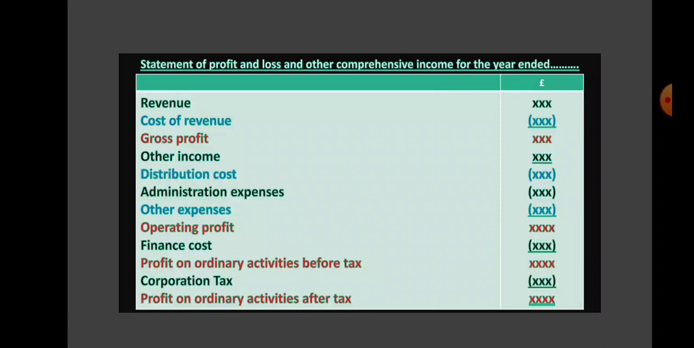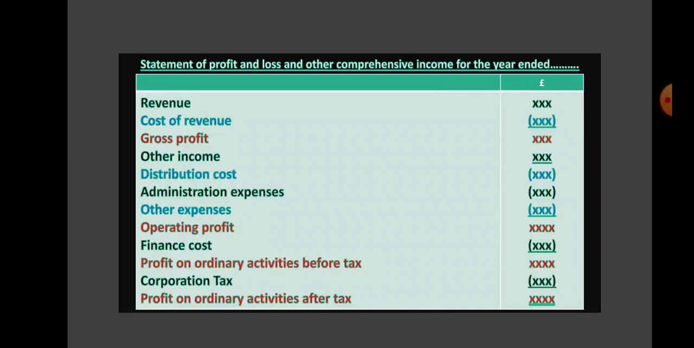After deducting the finance cost, we will be getting profit on ordinary activities before tax. Then next we have to deduct tax. What is this corporation tax? Corporation tax is the tax on the profits of the company. So after deducting the tax, we would be arriving at the profit on ordinary activities after tax.